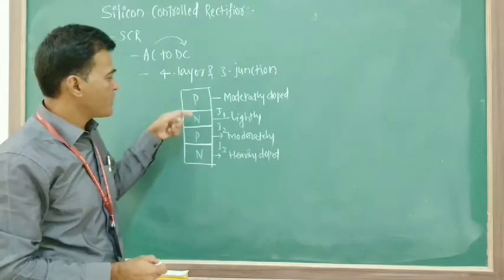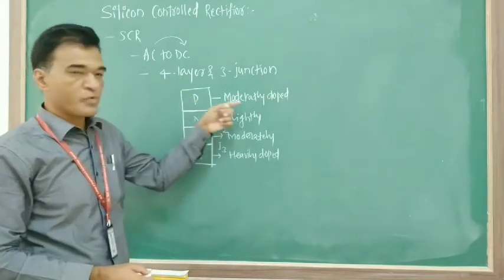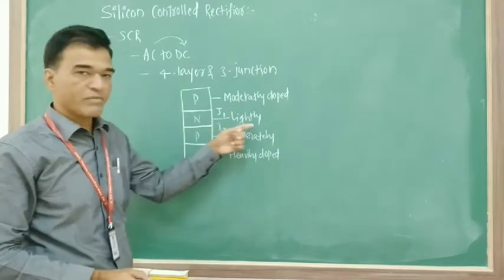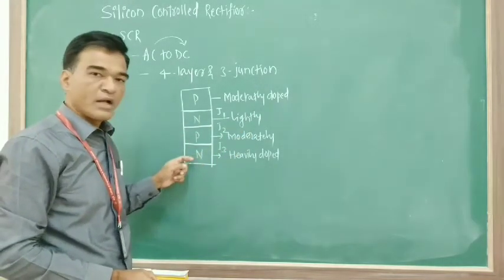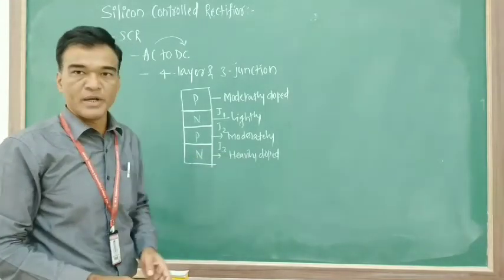It has 4 layers, P N P N. The first layer is moderately doped. The second layer is lightly doped. The third layer is moderately doped. The last layer is heavily doped.